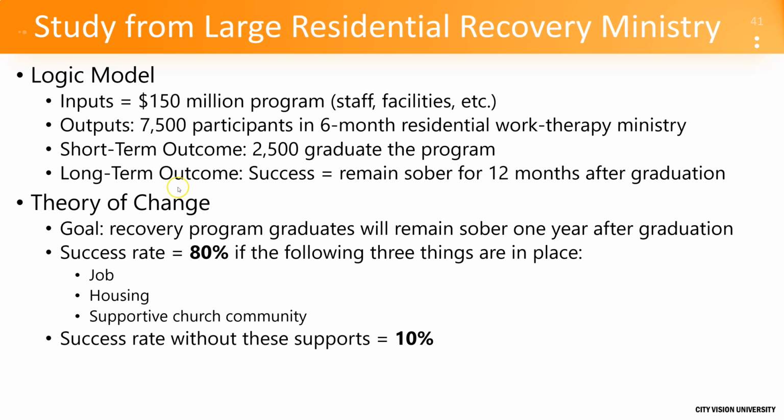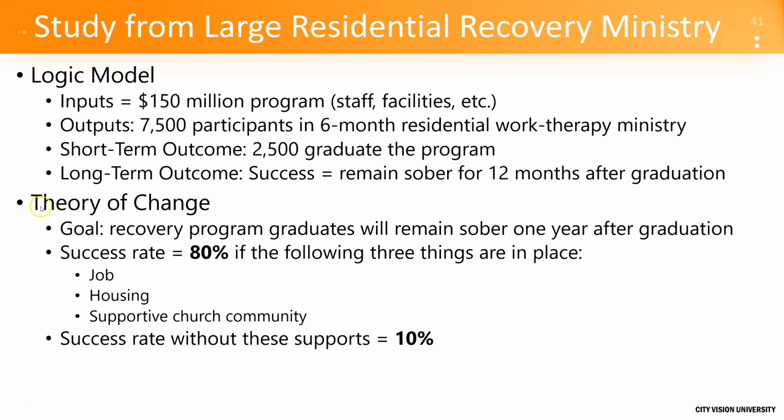Now, their logic model: this organization had $150 million in their residential recovery ministry, and that included staff, facilities, and other things. Then the outputs: they had 7,500 participants in a 6-month residential work therapy ministry. And then out of that, their short-term outcome was 2,500 graduating from the program. Their long-term outcome they defined as remaining sober for 12 months after graduation.